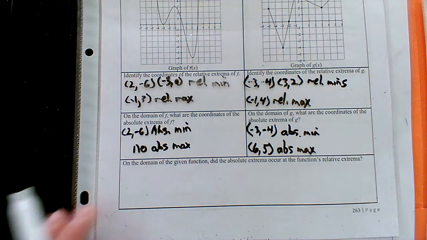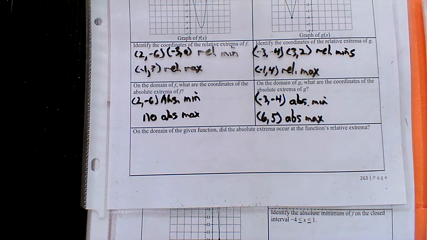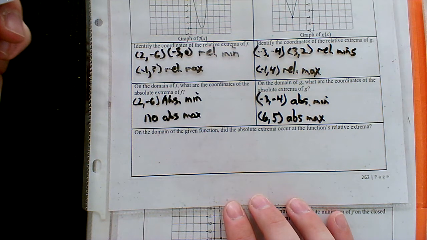Very good. So let's look down at the bottom question now. On the domain of the given information, did the absolute extrema occur at the function's relative extrema? Look at both examples. Dan? Yes and no. Okay. Can you explain? Some of them did, such as the absolute minimum of f of x, it did occur on a relative, and the absolute minimum of -3, -4 for g did occur on a relative. But the absolute max, 6, 5, did not.